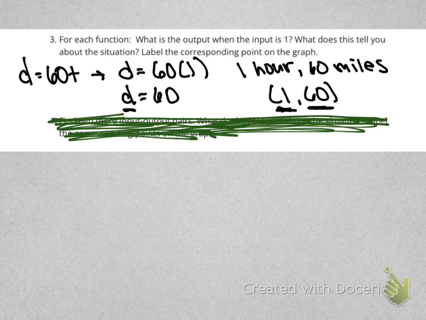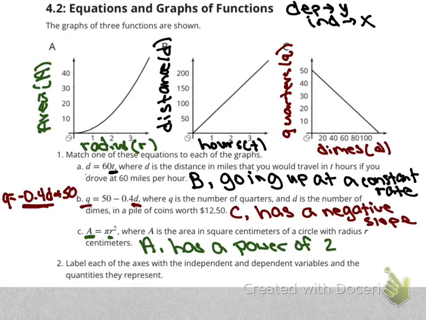So we're going to go back and label that coordinate on our graph. That situation matches with graph B. You're just going to go above your 1 on your x-axis. This is your x, this is your y. So you're going to go to 1 and go up to the line where it's at, and you're going to put that point.